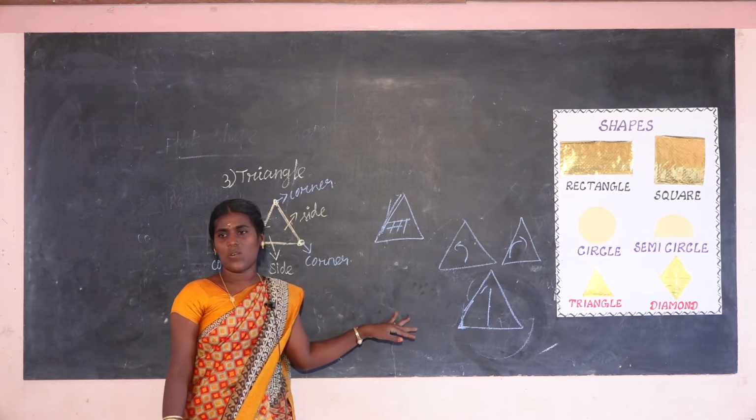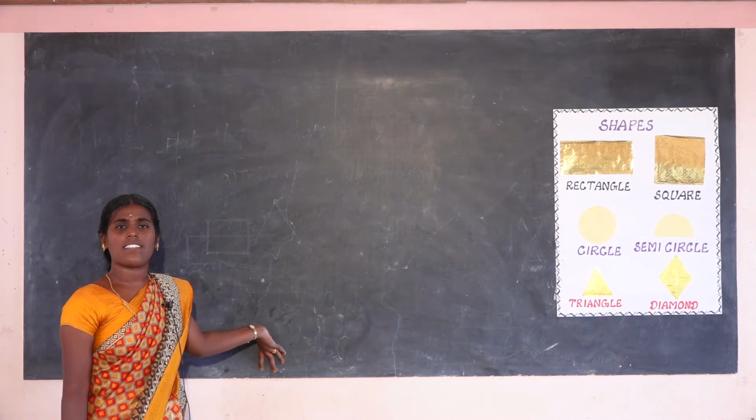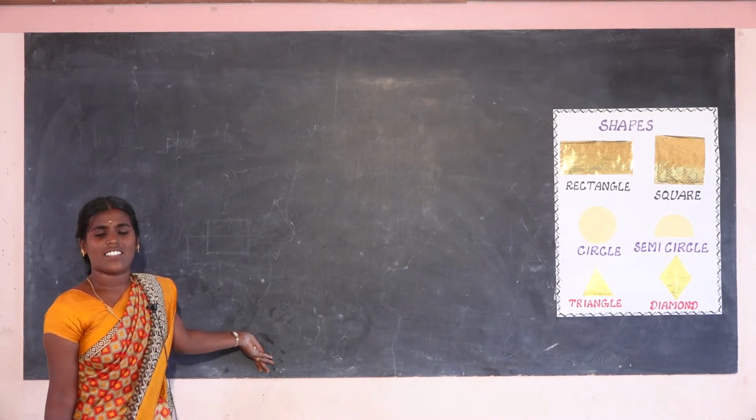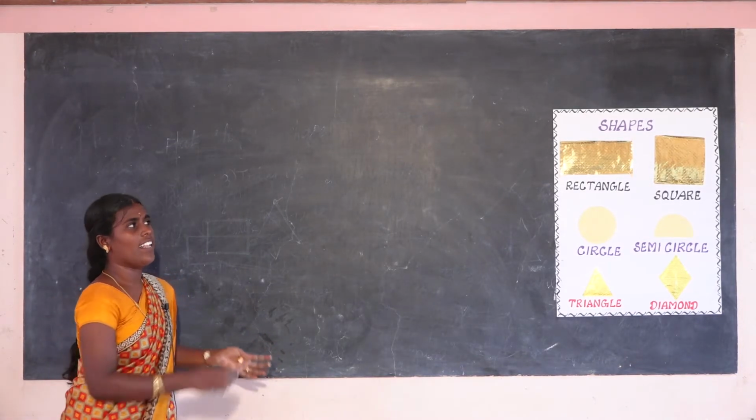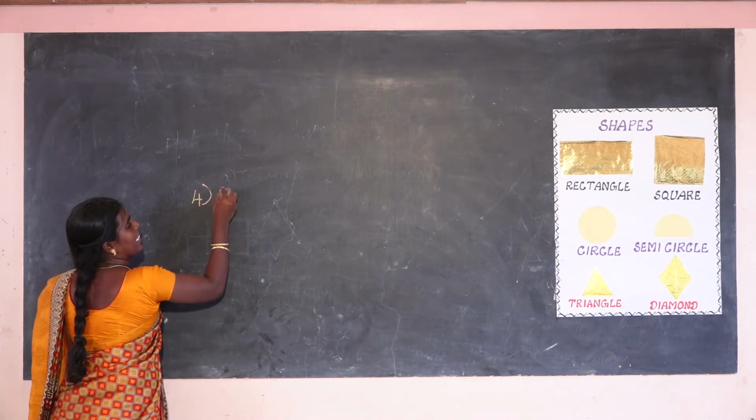Okay. The next one, is there any other flat shape? Anyone? Yes. What is this? Circle. The next one is circle.